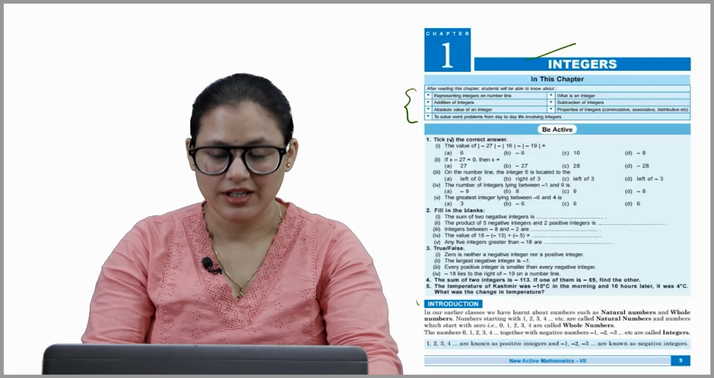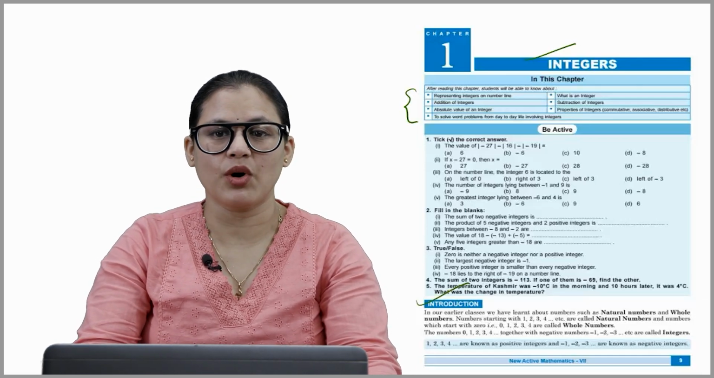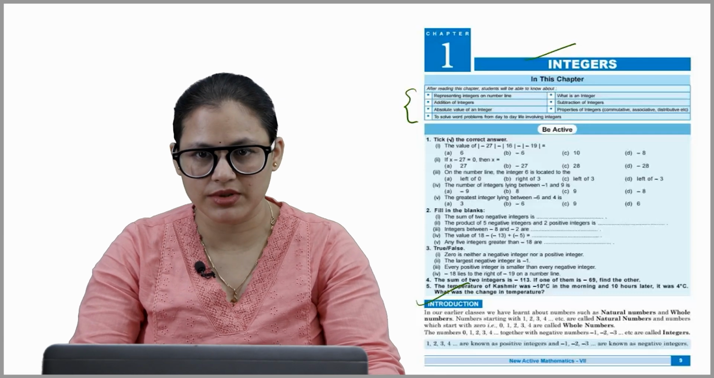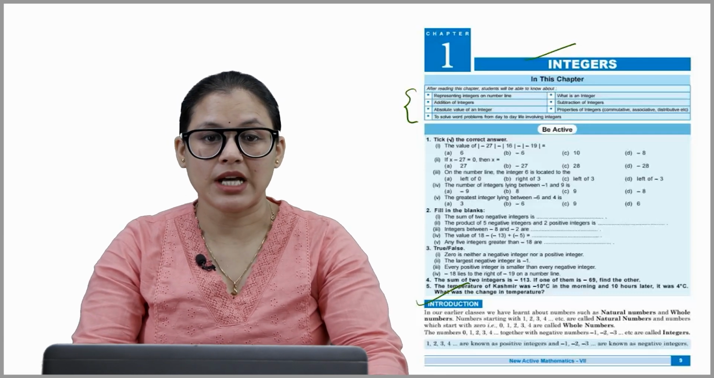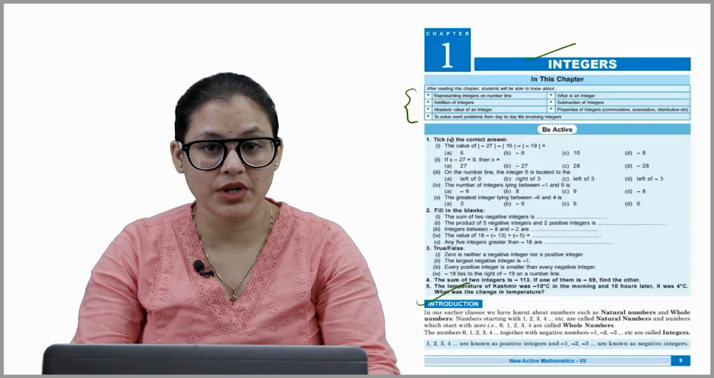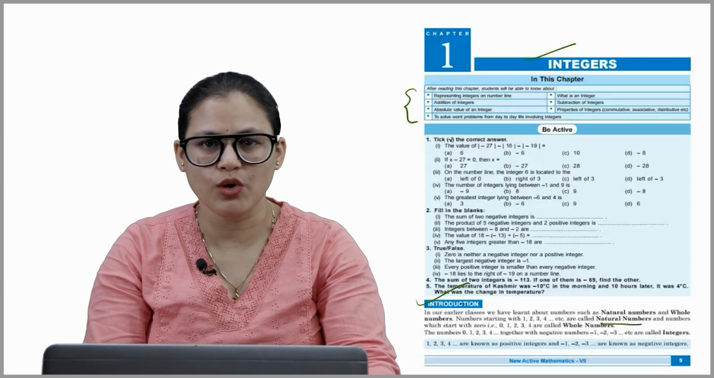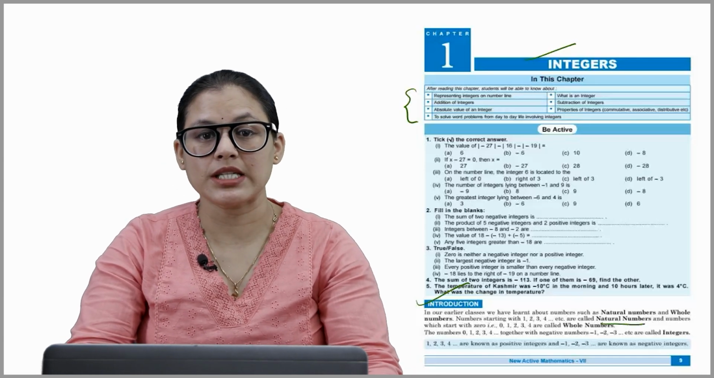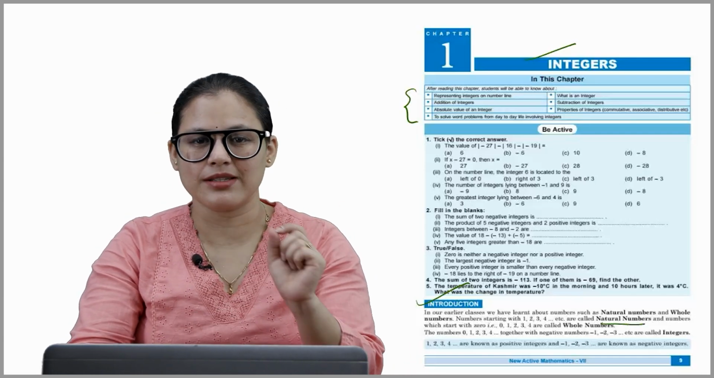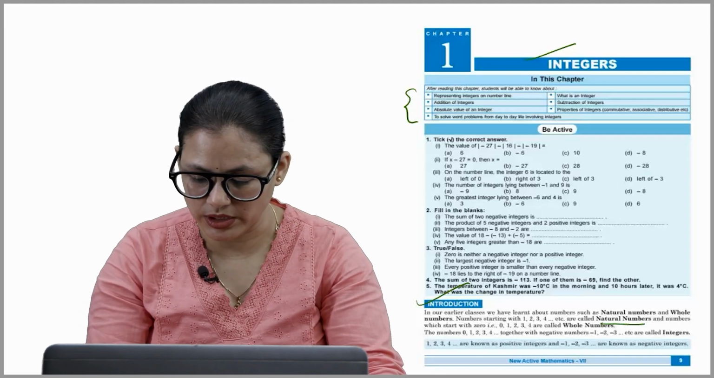Introduction. In our earlier classes, we have learned about numbers such as natural numbers and whole numbers. Numbers starting with 1, 2, 3, 4, etc. are called natural numbers, which you already know. And numbers which start with 0, that is 0, 1, 2, 3, 4, are called whole numbers.